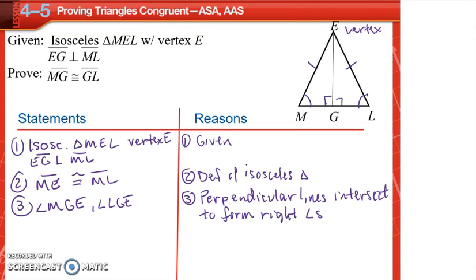Okay, and then we're not going to use the base angle thing. I'm going to erase that because there's an easier way to do this. EG is congruent to EG. Angle M, oh, we don't even need that. So EG is congruent to EG. That's reflexive.